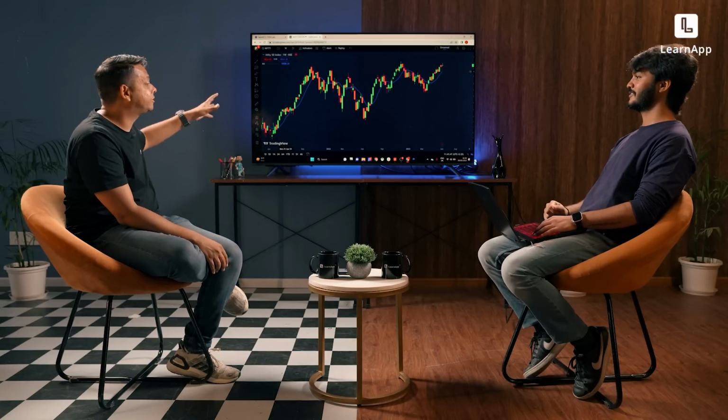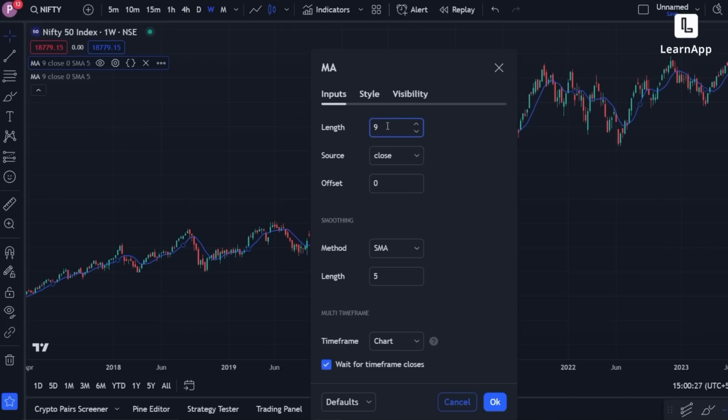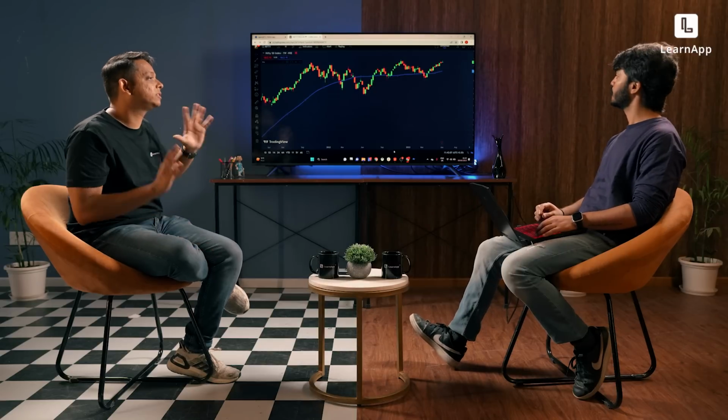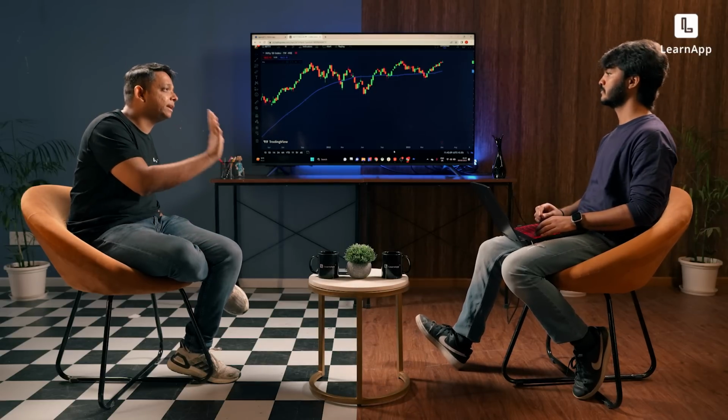So if I want to make this 52 weeks, 52 weeks is what? 52 weeks is 1 year. So if I want to make a yearly one, I simply go there, click on settings, and change that length from 9 to 52. So now it's 52 bars. Since it's a weekly chart, it's 52 weeks, so now this is a 52-week average. But basically this is an overlay indicator.